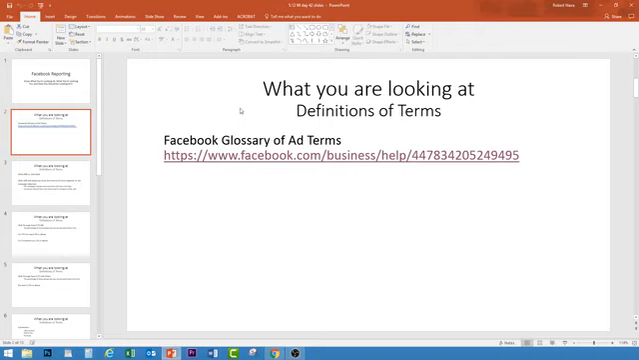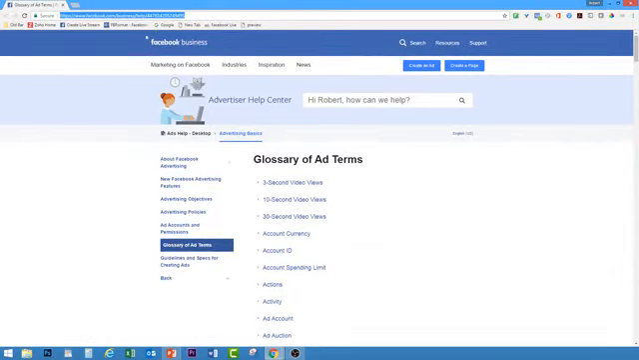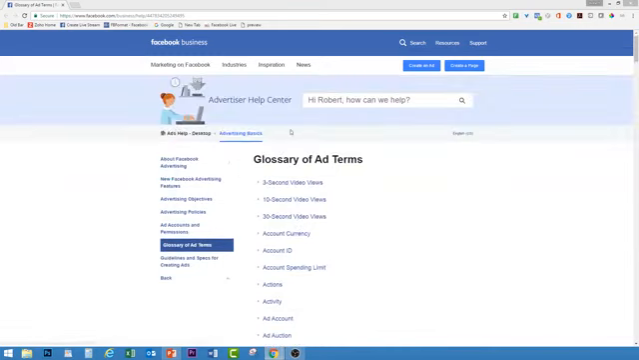What are some of the terms that we need to know? As I said a minute ago, I'm not going to go really in depth into all of the terms. However, if you want to learn more about them, which I recommend, about Facebook ads, here's a link right here. I'm going to open it up for you, but then I'm going to grab it and put it in the comments so you guys have it. You can go here and learn all about the various terms within Facebook ads. It's a glossary of ad terms.